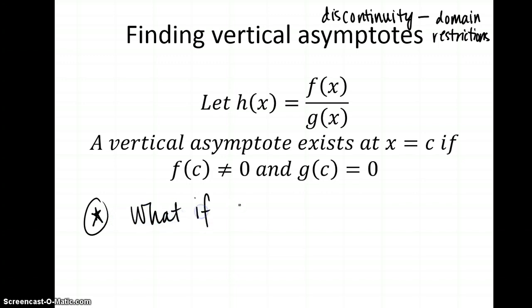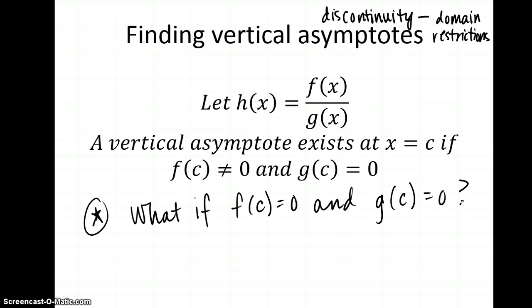Answer this for me for tomorrow. If f of c equals 0 and g of c equals 0. Alright? We'll talk about that tomorrow. Think about that and try and just determine a solution or an example for that.